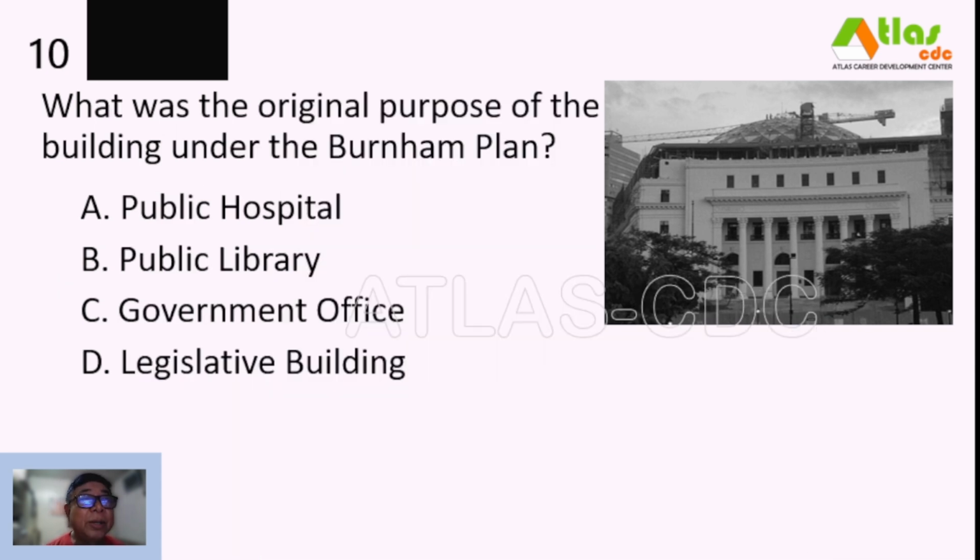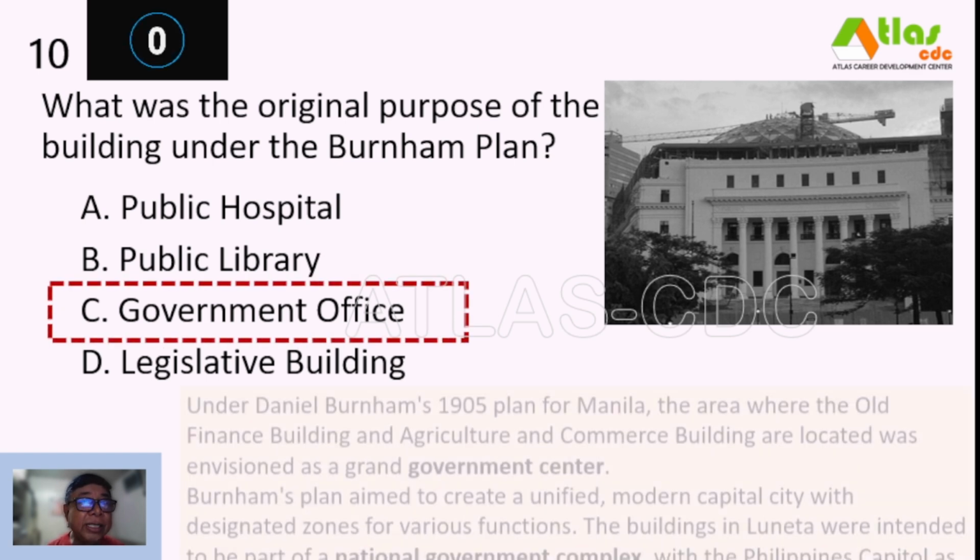And number 10, what was the original purpose of the building under the Burnham Plan? A. Public hospital. B. Public library. C. Government office. And D. Legislative building. And our correct answer is letter C, the government office.